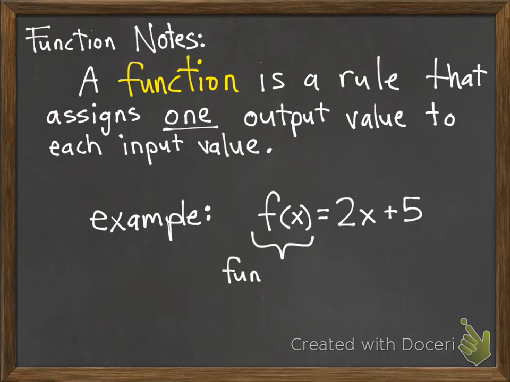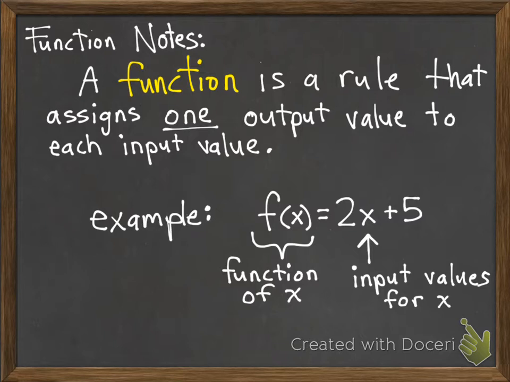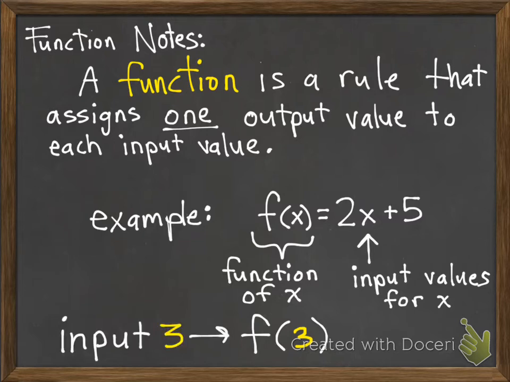F of x just means this is a function of x, using the variable x to represent numbers we plug in. So if I want to plug in a number, I would plug it in for x, which is our input value. If I say f of 3, that means I want to plug in, or input, 3 into my equation. So I would plug 3 in for x and get 2 times 3 plus 5. The output, or answer I get back out, 11, would be the y value, and it's called the output. So I input 3, and my output is 11.